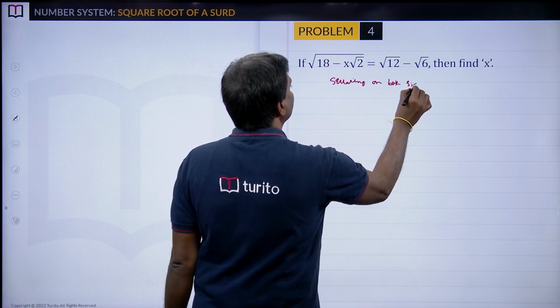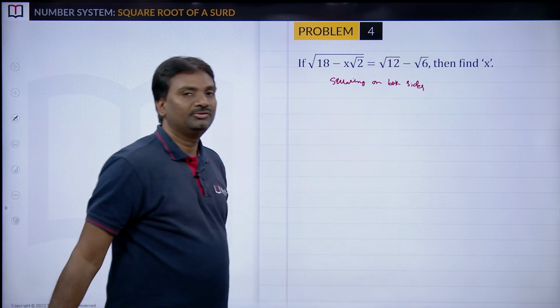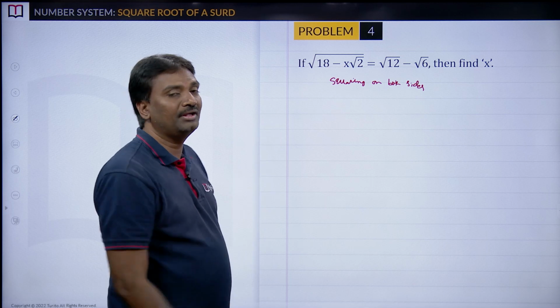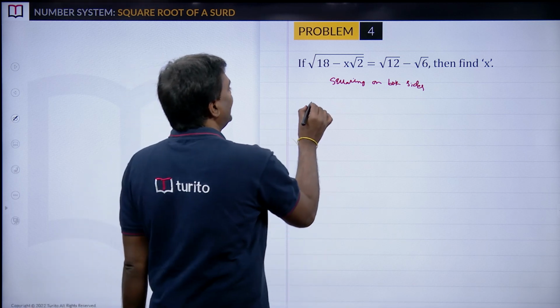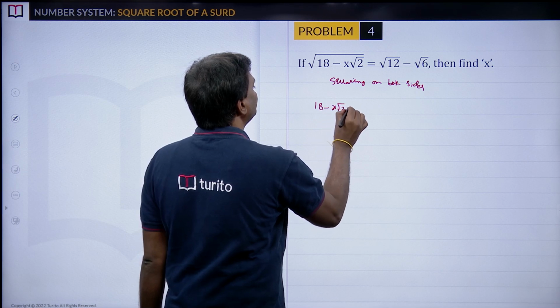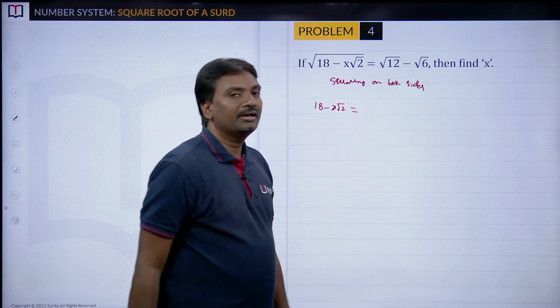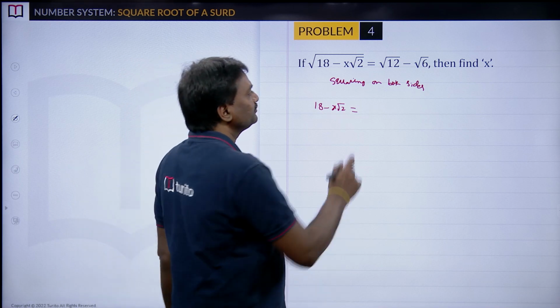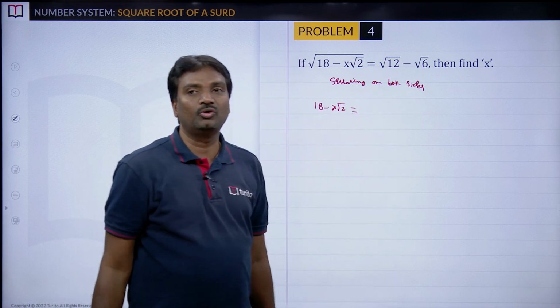Squaring on both sides. Okay, so just like the previous problem, by squaring on both sides, in the LHS the square root and square get cancelled. So you will get 18 minus x root 2 equal to the RHS, which is root 12 minus root 6 whole square.